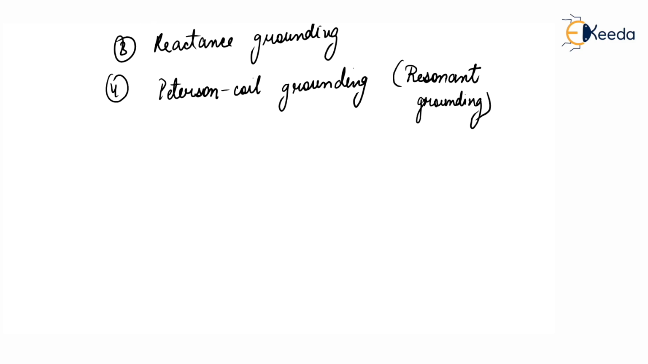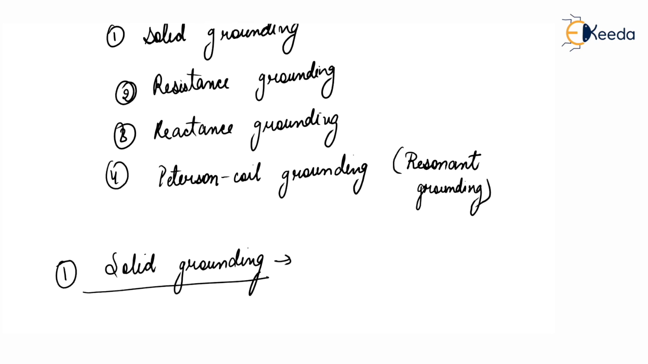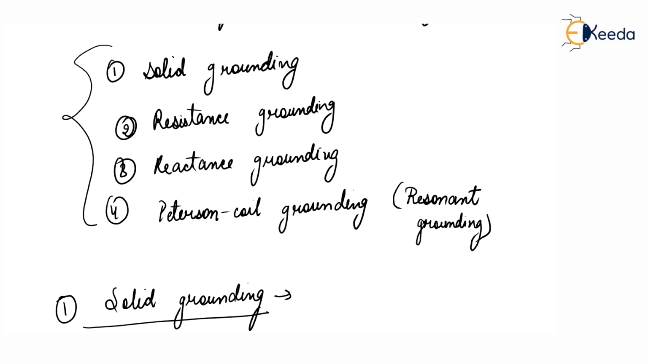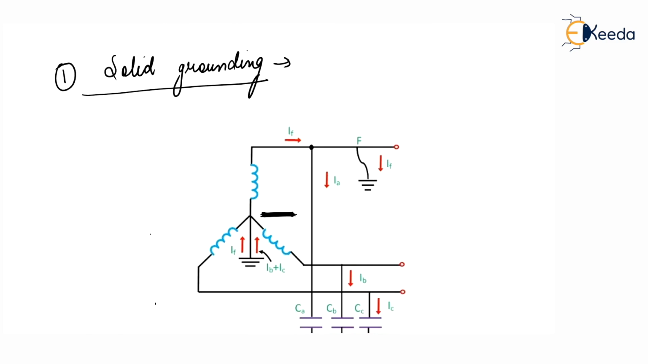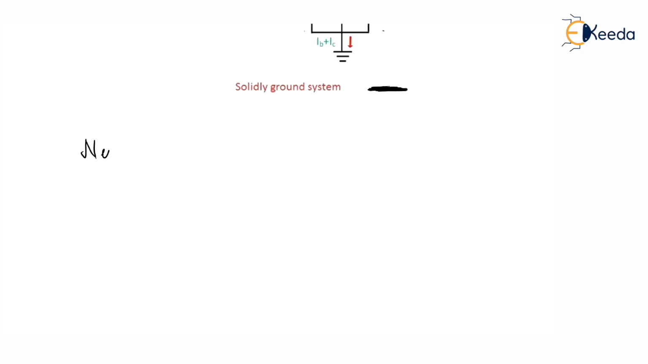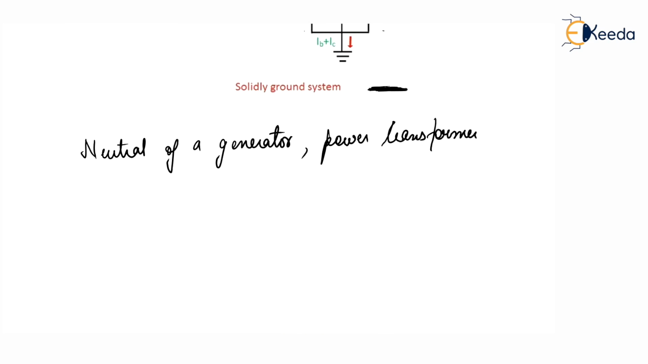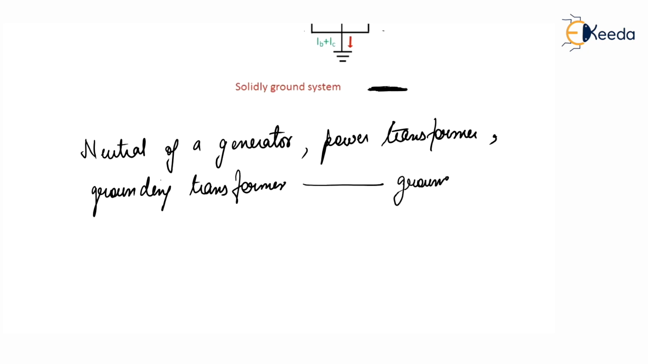Now first method is solid grounding. See, selection of the type of grounding depends on the size of the unit, system voltage and protection scheme to be used. So solid grounding, a power system is said to be effectively grounded or solid grounded when the neutral of a generator or power transformer or grounding transformer are directly connected to ground through a conductor of negligible resistance and reactance.